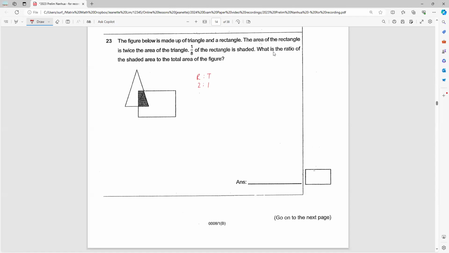Then 1/8 of the rectangle is shaded. So shaded to rectangle: shaded is 1, rectangle is 8. Notice I didn't specify it as a shaded part of the rectangle, because the shaded part is actually the same as the shaded part of the triangle. So I just label it as shaded. There's only one shaded part. All right, next, find a common base. In both ratios, we have rectangle, so you change it to a common multiple, which is 8.